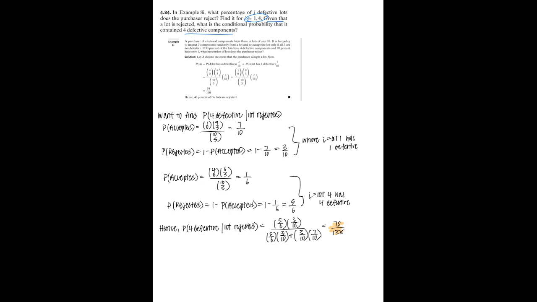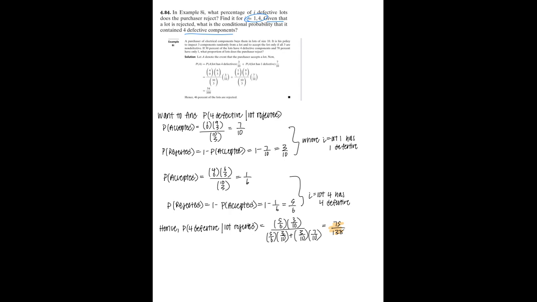the example i is in the front, on the top of the problem. So for i equals 4, the probability of accepted is 4 choose 0 times 6 choose 3 over 10 choose 3, which is 1/6. And then the probability of rejected is 1 minus the probability of accepted, which is 1 minus 1/6, which is 5/6.